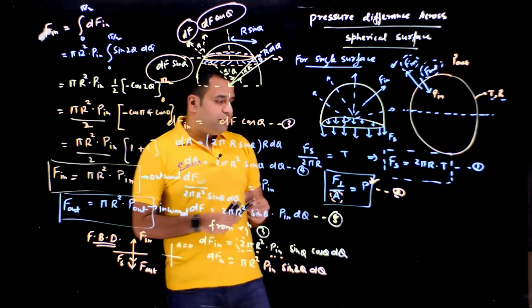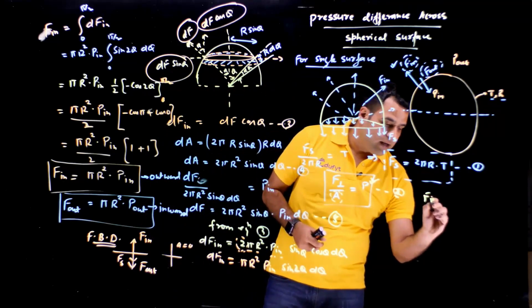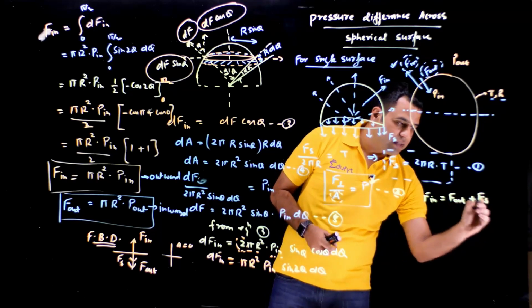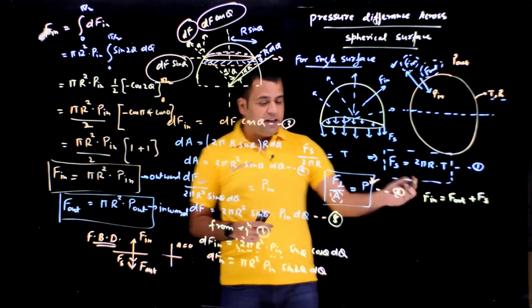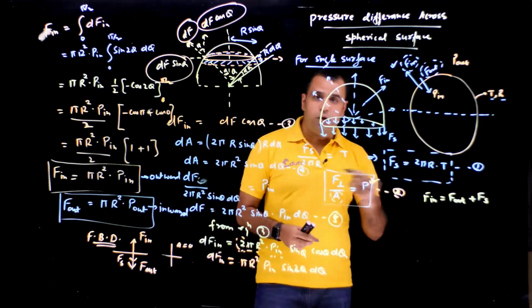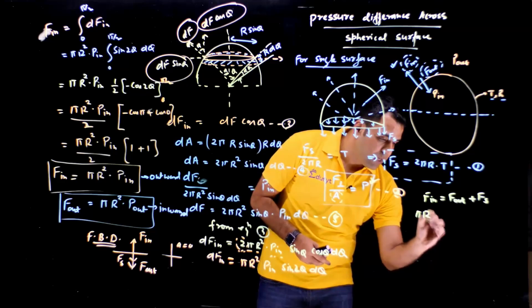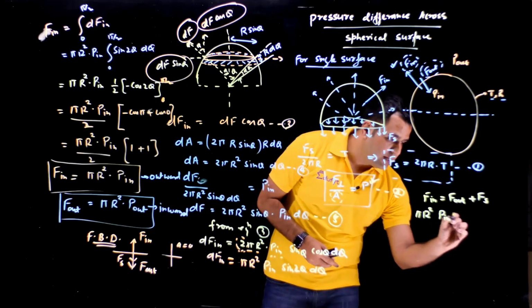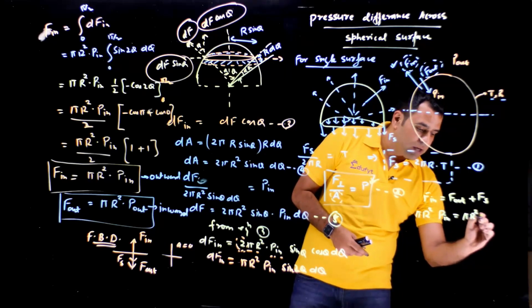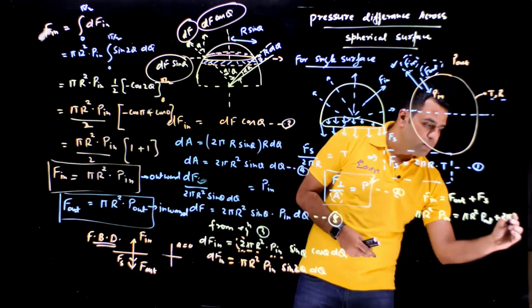So if we balance these forces, I'm doing it here. If we balance these forces, F in should be equal to F out plus Fs. We have F in, F out, as well as Fs. We'll put all the values there. F in will be equal to pi r square into P in. F out is equal to pi r square into P out, and Fs is equal to 2 pi r T.